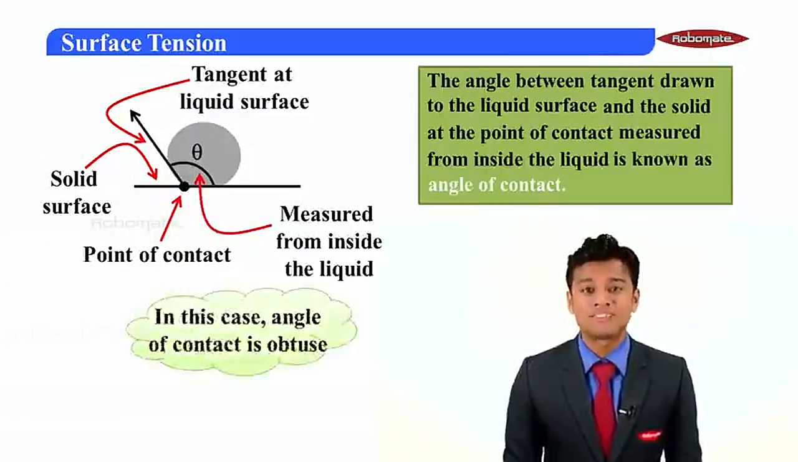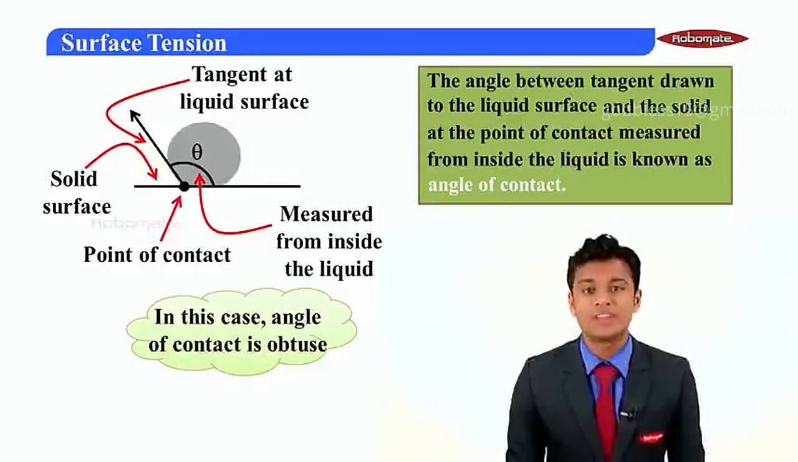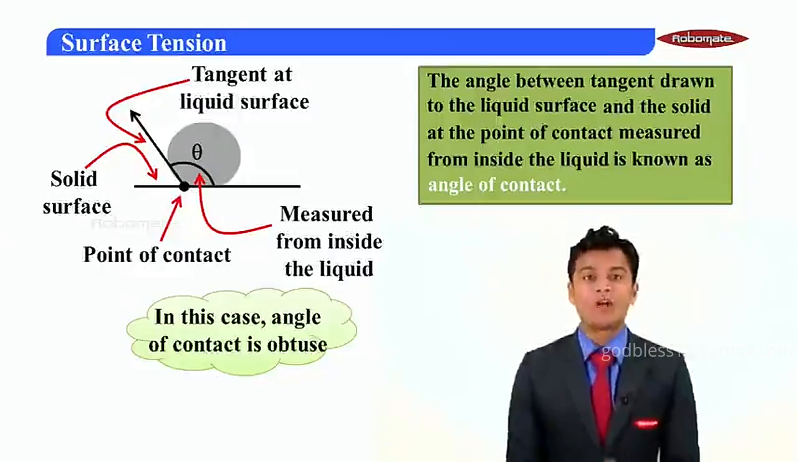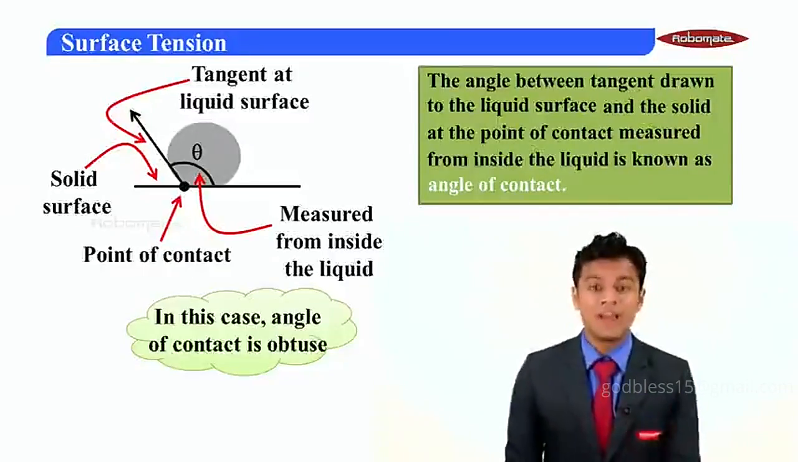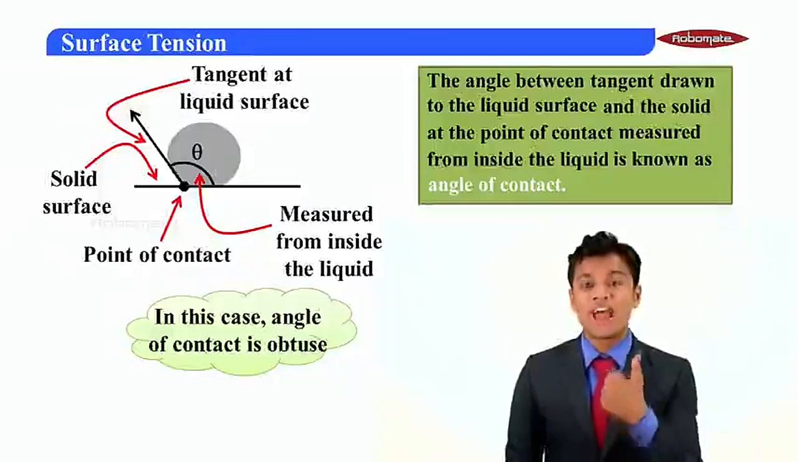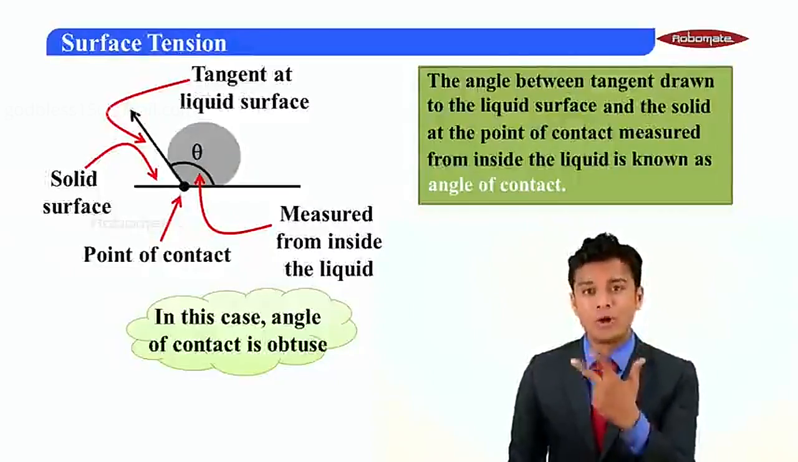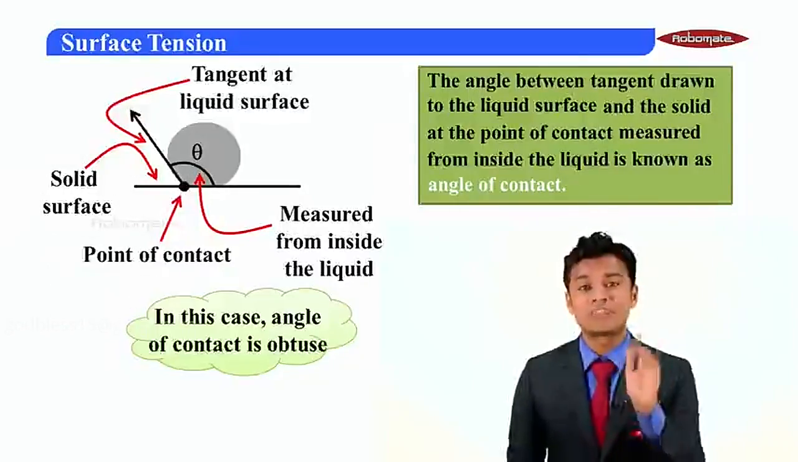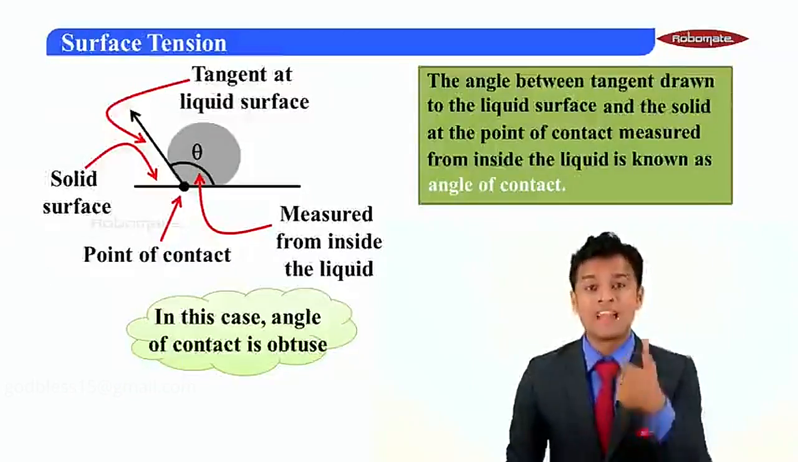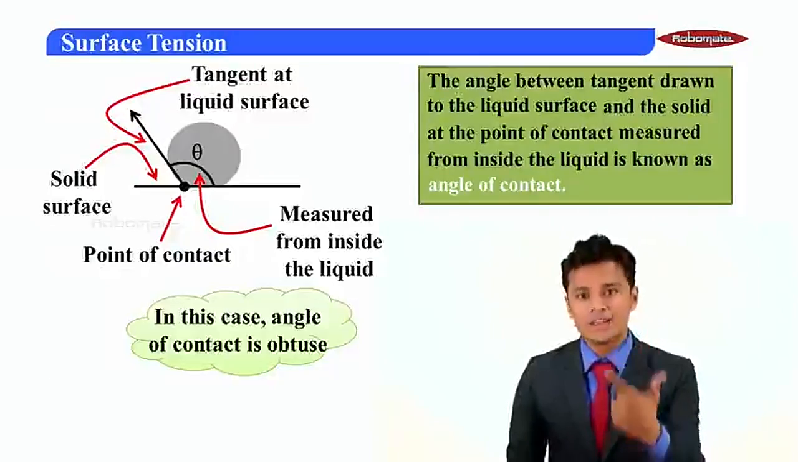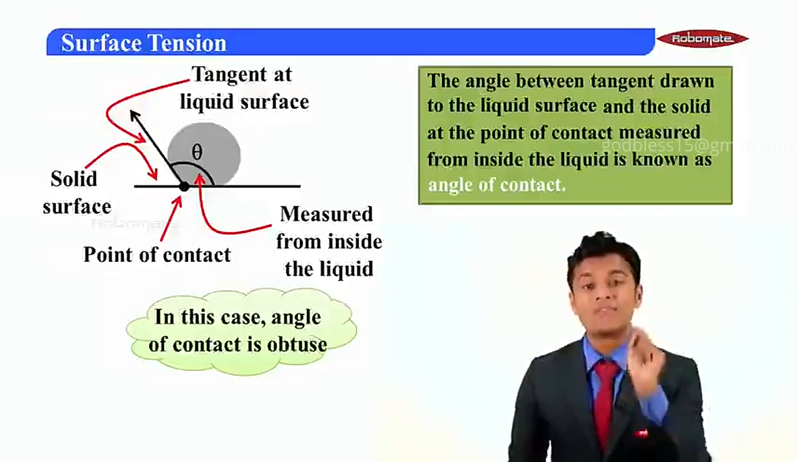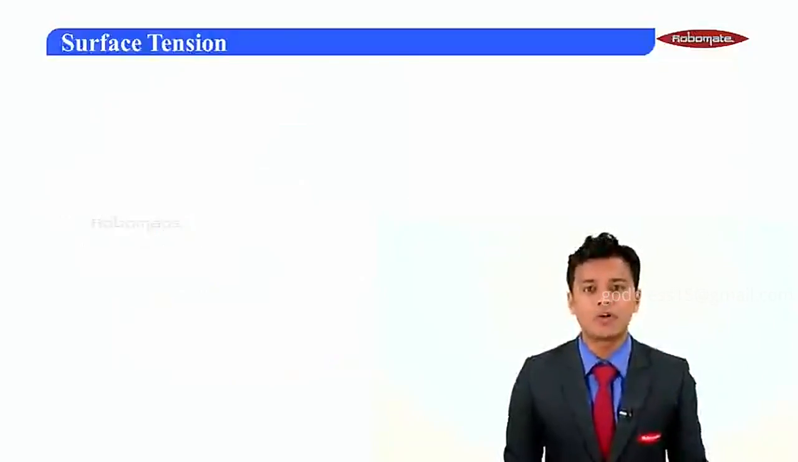Now class, this time the angle of contact we have is more than 90 degree, that is obtuse angle. Okay, so let us define the angle of contact again. It is the angle between tangent drawn on the liquid surface and the solid surface at the point of contact measured from inside the liquid. There are four main keywords which have to be there in your definition, that is the tangent drawn on the liquid surface and the solid surface at the point of contact measured from inside the liquid. This angle is called as angle of contact.